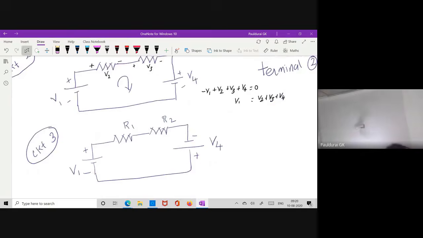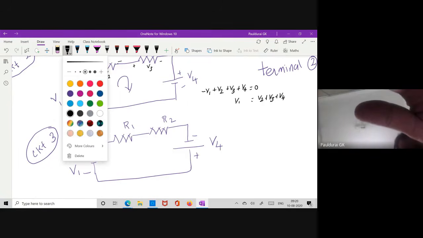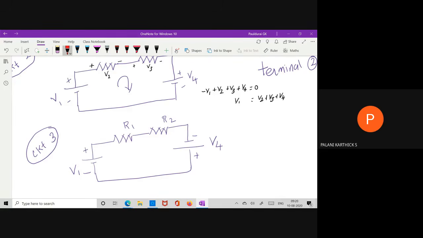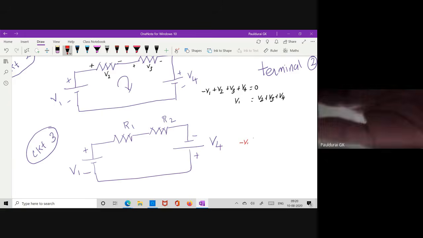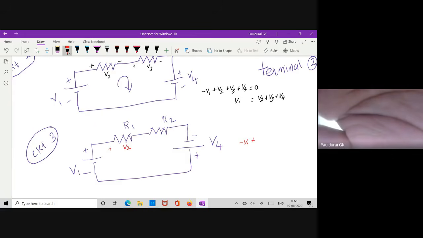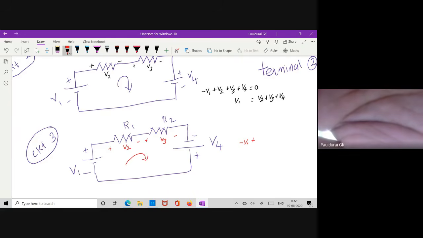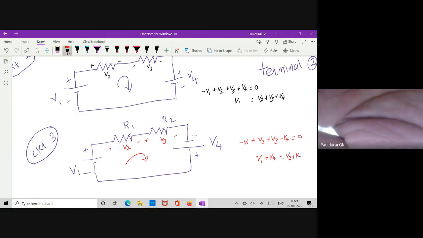Circuit 3. Now you guys, please do it by yourself. Minus V1 plus V2 plus V3 minus V4. So who is V2? This is my V2, always plus minus. This is my V3, plus minus. Assume the current direction is always clockwise. That I will explain. So minus to plus, so minus V1. Then plus V2 plus V3. This time minus V4, which is equal to 0. So V1 plus V4 equals V2 plus V3.